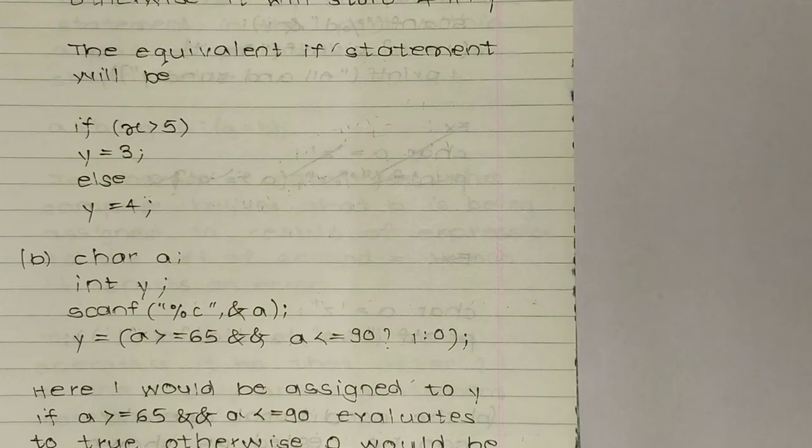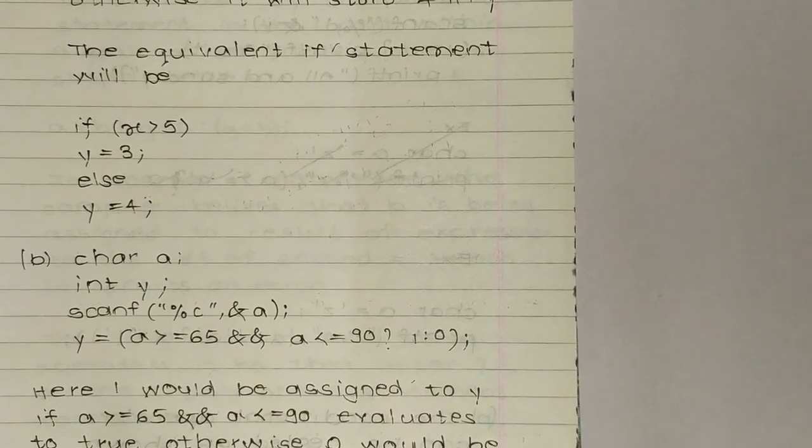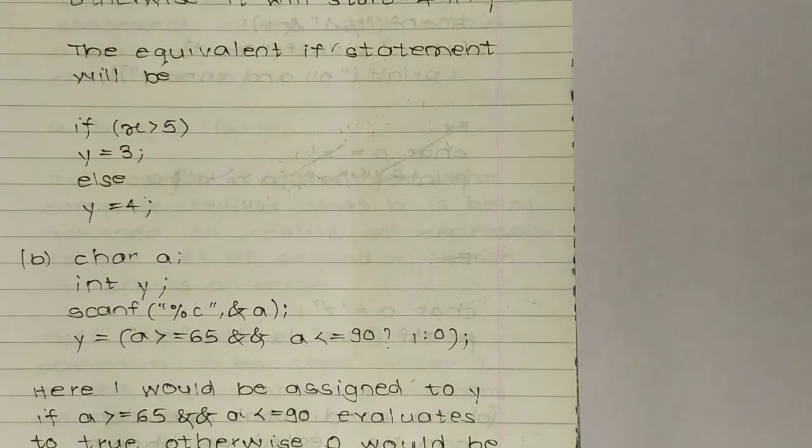Now we will see the equivalent if statement. So if x is greater than 5, y is 3, else y is 4. So this is the equivalent if-else statement for a conditional operator.